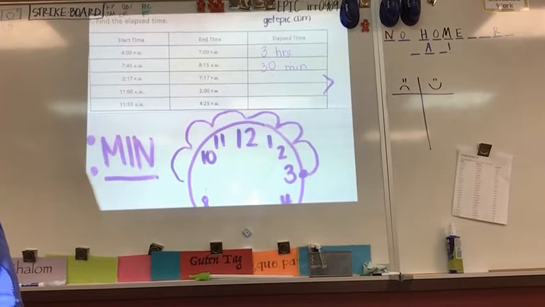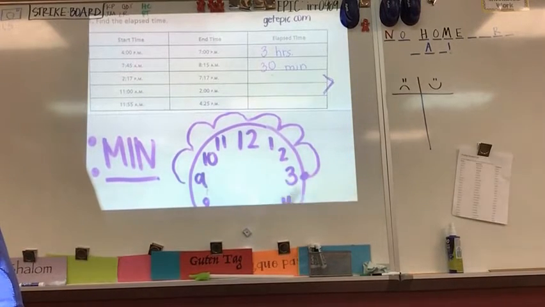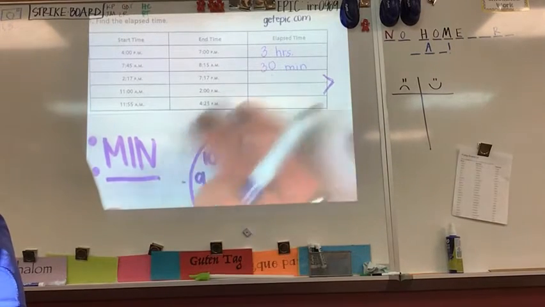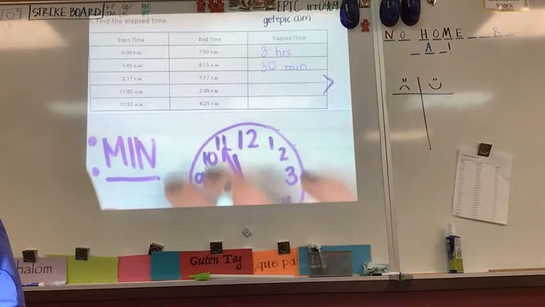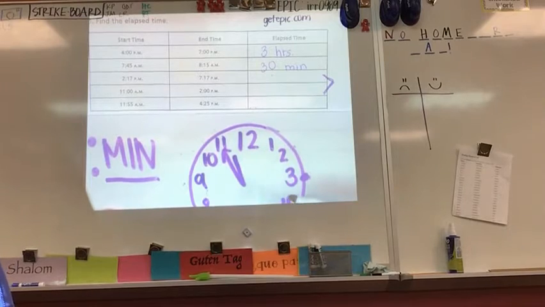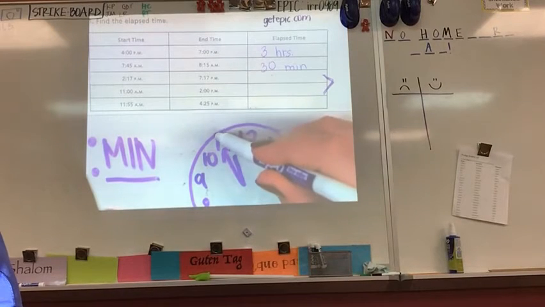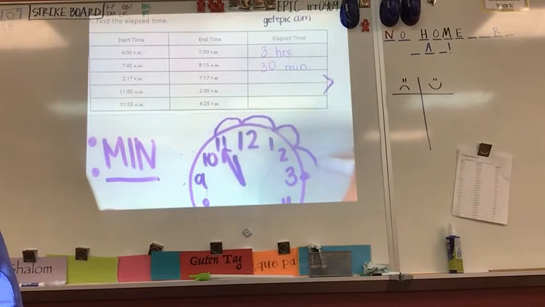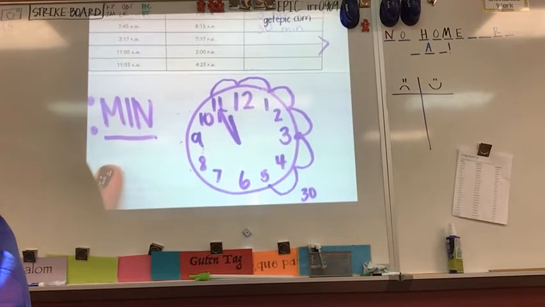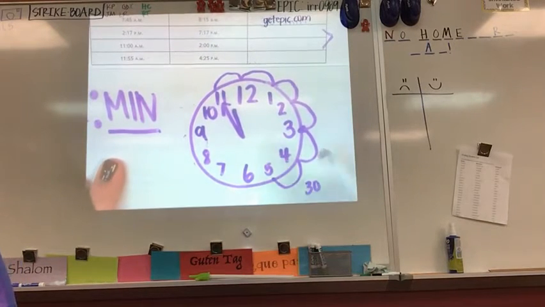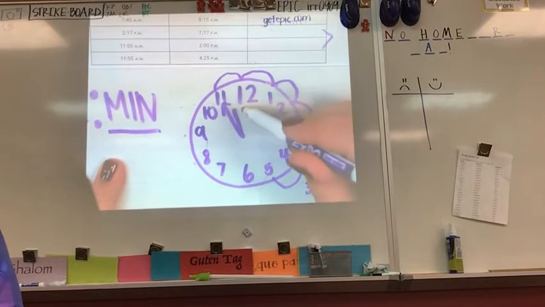So let's look at this bottom one, 11:55 a.m. to 4:25 a.m. So we'll start by making our clock at 11:55. Okay. And we'll go ahead and go to 4:25. So I'm going to hop to the 25 marker, which is the 5. Ready? 5, 10, 15, 20, 25, 30. So I'm just going to remind myself it was 30 minutes. There you go. It was 30 minutes so far, which got me into the 12 o'clock hour.